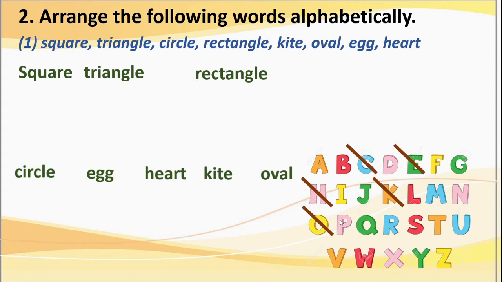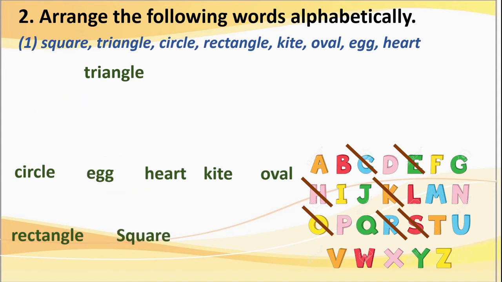So here P, no. Q, no. R, yes, rectangle is there. So we will write this word. Then comes square, S. Okay, we will write square here. Then T, triangle, isn't it? Okay, our work is over. See, we have arranged these given words in alphabetical order. A, B, C, D, E, F, no. G, no. H. Got this, dear children? According to alphabets, we have arranged these given words.